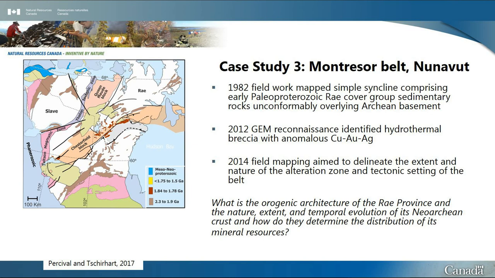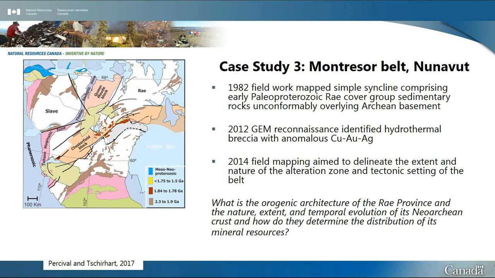So the final case study I'm going to very quickly talk about is the Montresor Belt in Nunavut. This was visited in the 80s in the regional reconnaissance mapping that the GSC was so good at. And they thought it was a simple syncline with Paleoproterozoic cover overlying Archean basement. We did some follow-up work in GEM reconnaissance through GEM Frontiers, and we found hydrothermal breccia with anomalous copper, gold, and silver, a style of mineralization that had never before been documented in any of these Paleoproterozoic belts. So we went back in 2014 to look at the nature of this alteration zone, and then the tectonic setting of the belt.